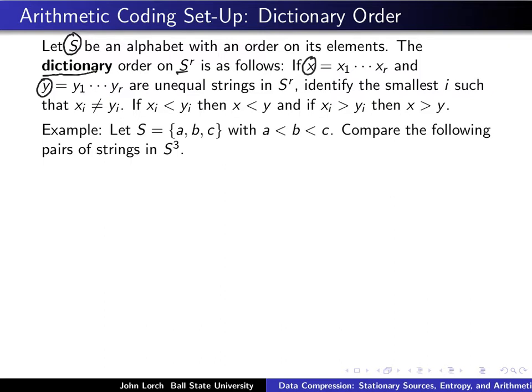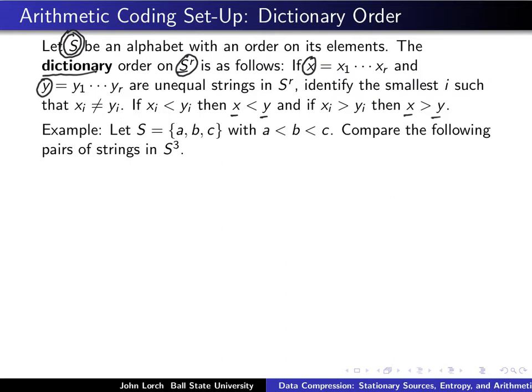Now, if X sub I is less than Y sub I, then the string X will be declared to be less than the string Y. Meanwhile, if X sub I is larger than Y sub I, here again in the order on S, then string X will be judged to be bigger than string Y in S sub R. Okay, well, if this strikes some chord of familiarity, it should, because this is the very same process that we use to alphabetize words in the English language, and therefore, that's why we call this order the dictionary order.